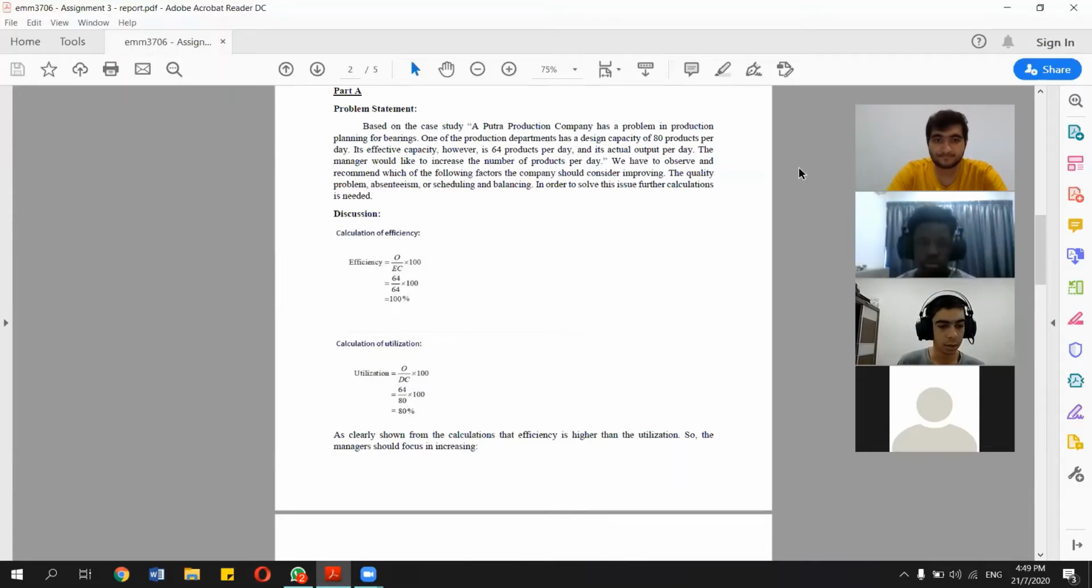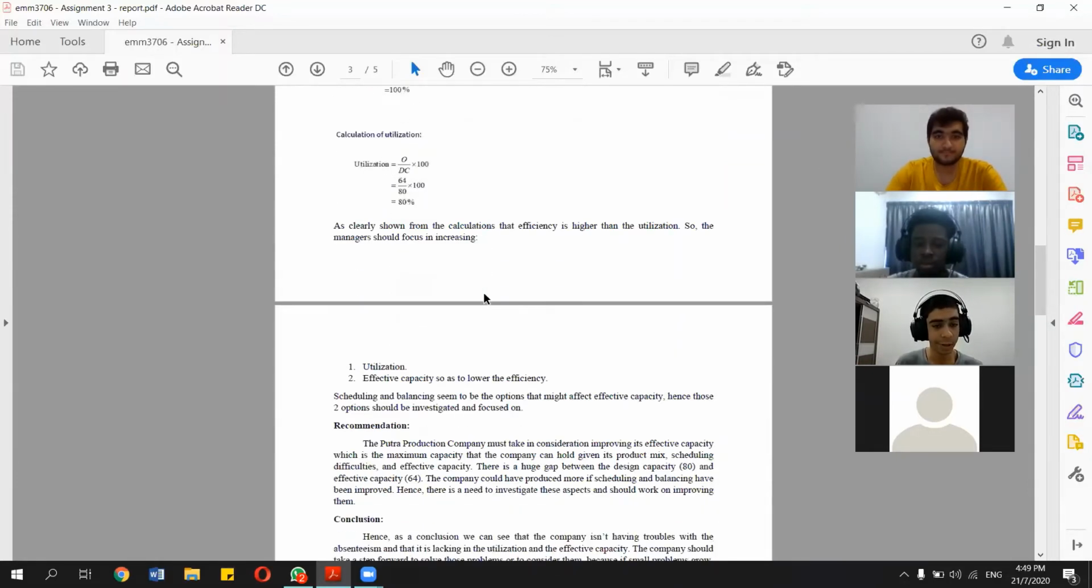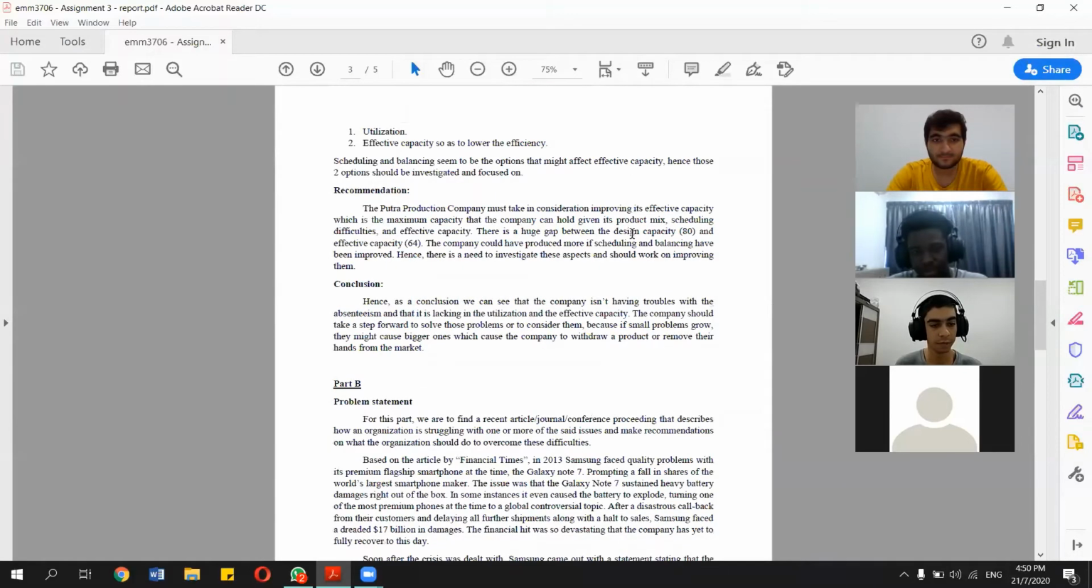So next is the calculation for the utilization, which is O over DC. O is the same number of the products. So 64 over 80 times 100 to get the percentage again, which is 80%. Yeah, so basically we need to think of the scheduling and balancing to improve the efficiency. All right, thank you very much.